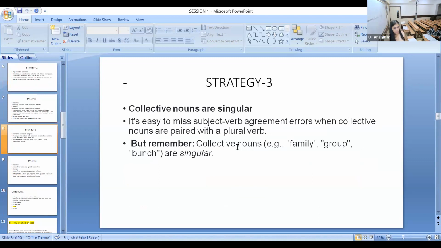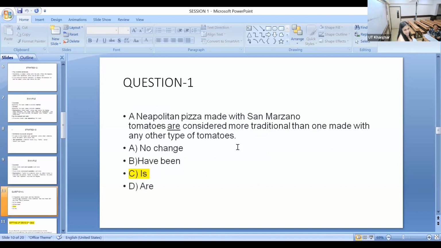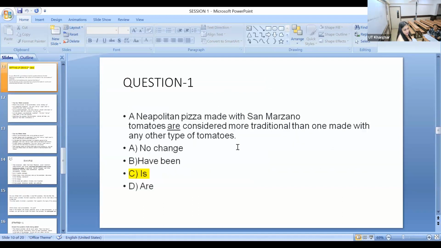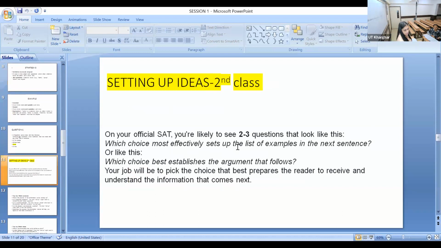Then we also discussed that family, group, bunch are singular. Very good. And we discussed this example: Erica's family owns and operates a, since it's a collective noun. So we discussed, and of course we did all your worksheets and examples. Okay, let's start. I think he's late, so you carry on.